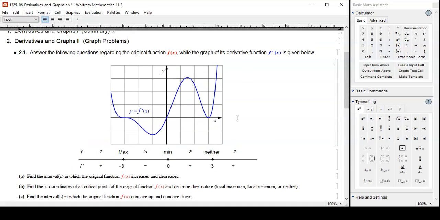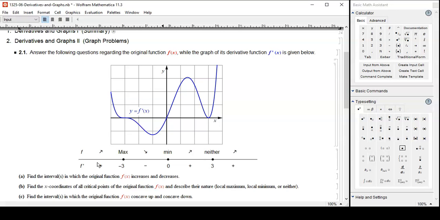Look at the picture. The derivative function hits the x-axis right here, x equal to -3, and right here, x equal to 0, and finally right here, x equal to 3. These three numbers divide the number line into 4 intervals. And then at each of the 4 intervals, I have to consider whether the original function is increasing or decreasing. And these three numbers are the x-coordinates of the critical points.